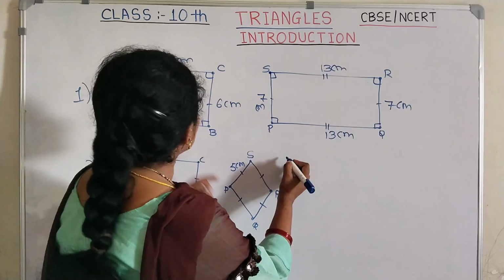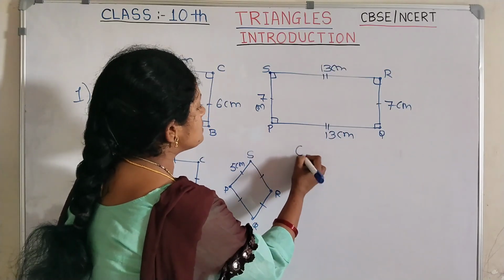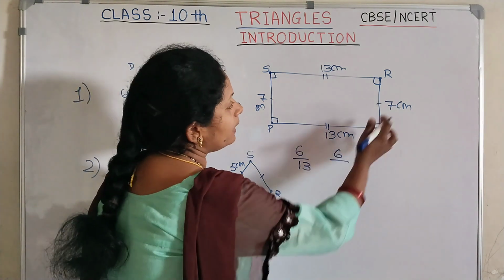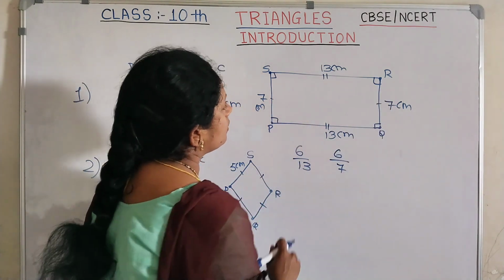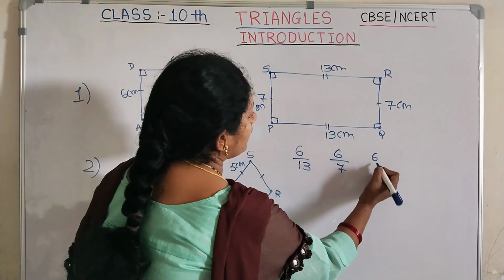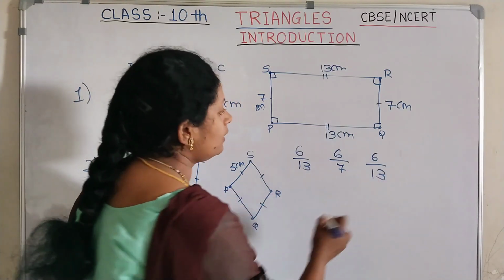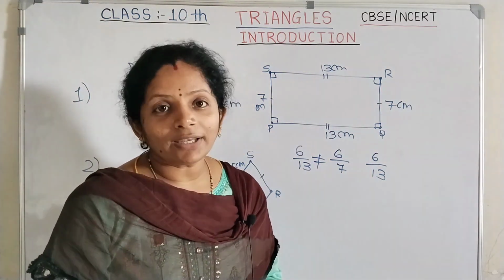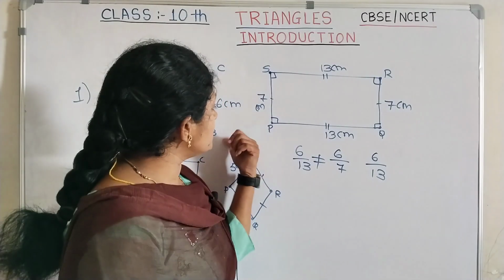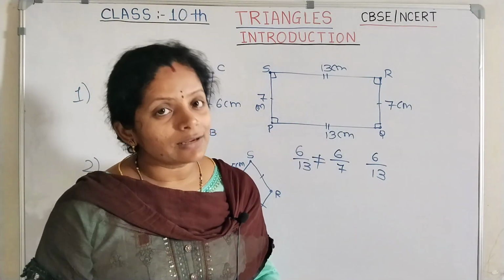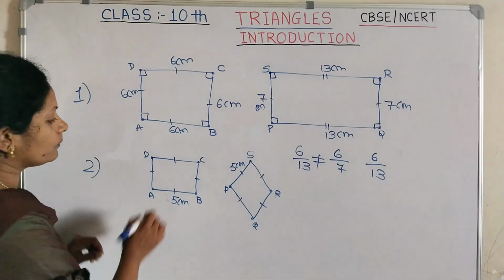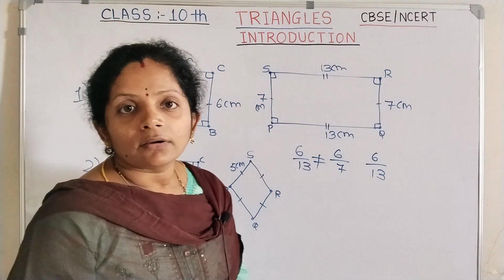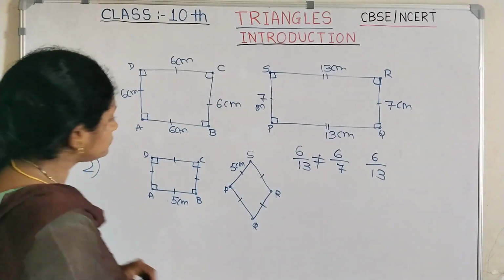AB's corresponding side is the PQ, 6 divided by 13. Next, BC's 6 divided by QR is the 7. Next, 6 divided by 13. Means these two corresponding sides are not equal. Then we can say that these two quadrilaterals are not similar. Let us see the next figures.